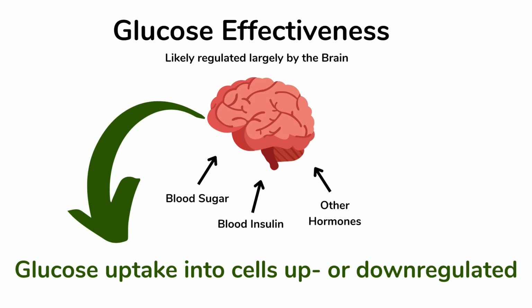Which cells are specifically involved here is also not clear. It's likely that insulin-independent tissues, such as the brain itself, take up more glucose if needed, but it almost certainly also affects other cells.